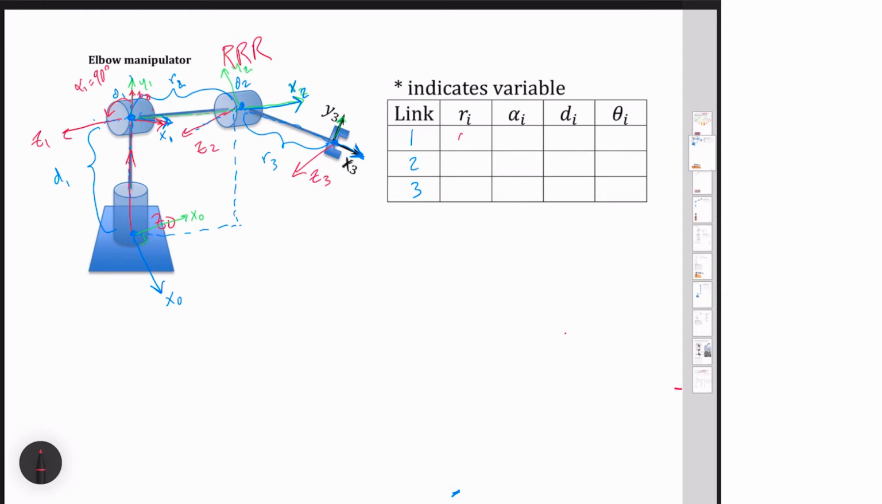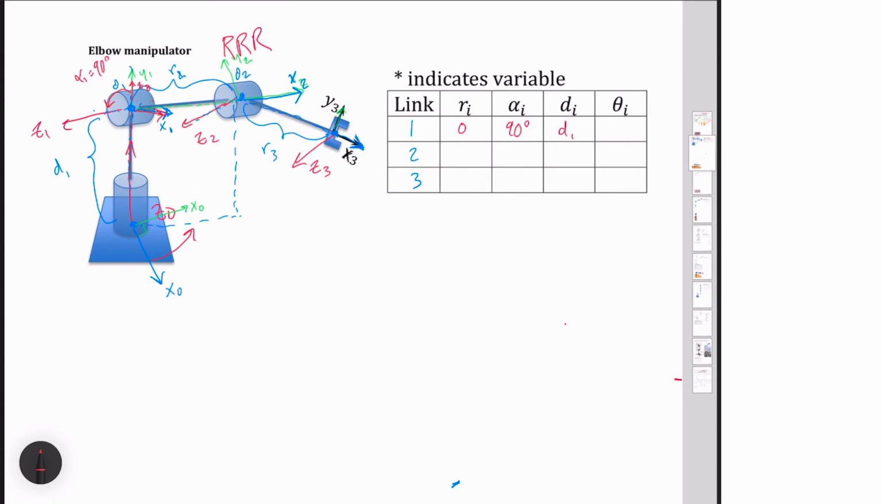So I can write those in. I've got a 0 radial offset for this one, but I do have a twist, 90 degrees there. I have a D1 value that I've offset. And theta 1 is the angle that I rotate around Z0. That's a variable, so that is my theta 1 star. Let's write in the other rotations. The rotation that I do about z1 from x1 to x2 is my theta 2 star. And over here I did a rotation about my z2 from x2 all the way over here to x3. That value is going to be my theta 3 star. Then I've got my R2 and my R3, and 0, 0, 0, 0. Now I have everything that I need to write this in.